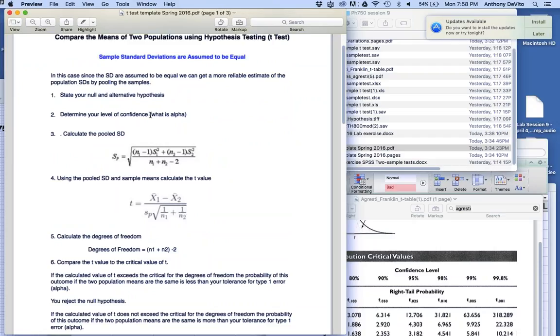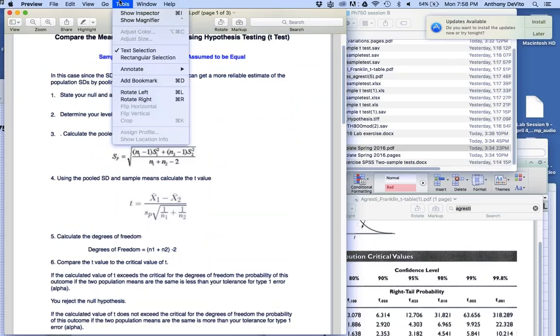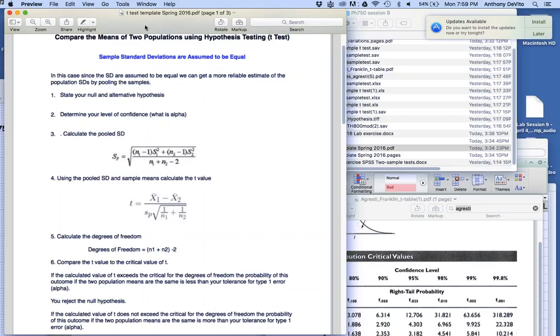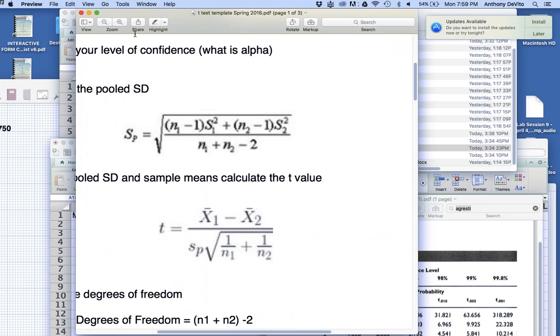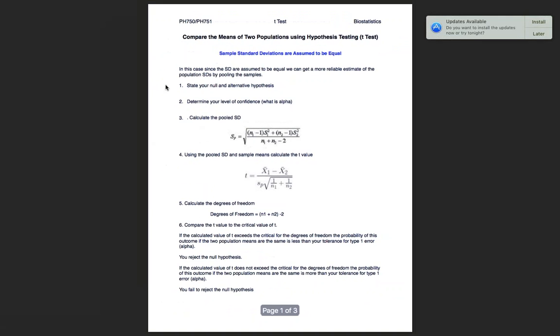Okay, so now, since we're assuming that the standard deviations of the two populations, I'm going to blow this up a little bit. It looks like you guys are struggling to see it a little bit. Okay, you can see these formulas.